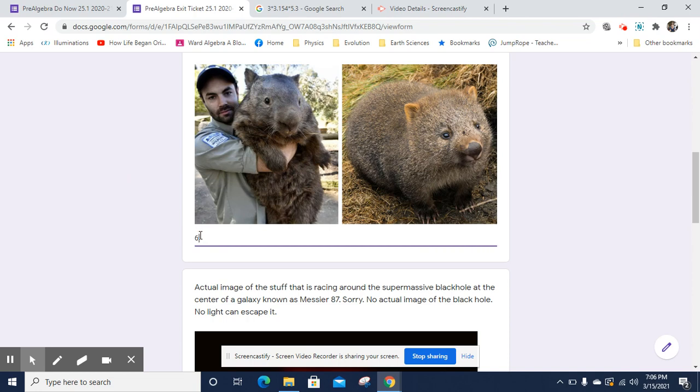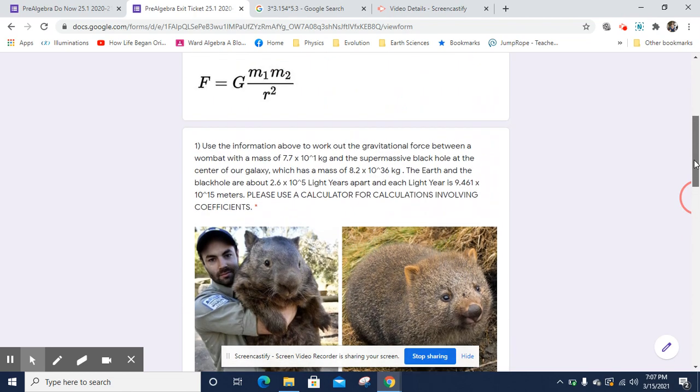So we've got gravitational, the gravitational constant of the universe, which is 6.67 times 10 to the negative 11th. So we're going to be multiplying that times the two masses. Okay, so that's 7.7 times 10 to the first for the wombat, and then 8.2 times 10 to the 36. Those are in kilograms. Then we're going to be dividing this by something that's going to be squared, and this is where things are going to get a little more complicated. We've got to figure out that in meters.